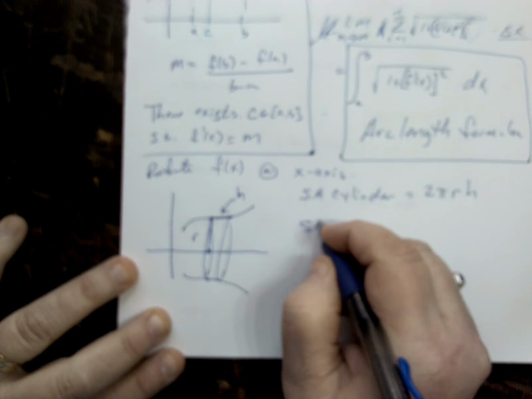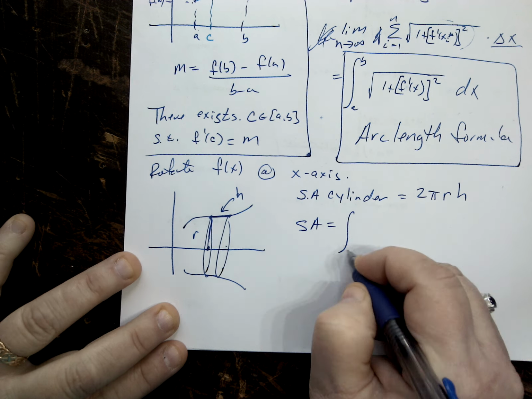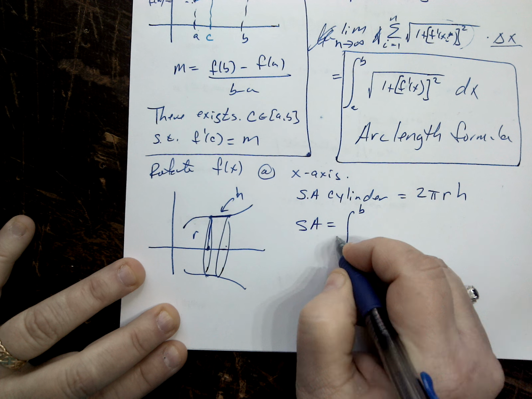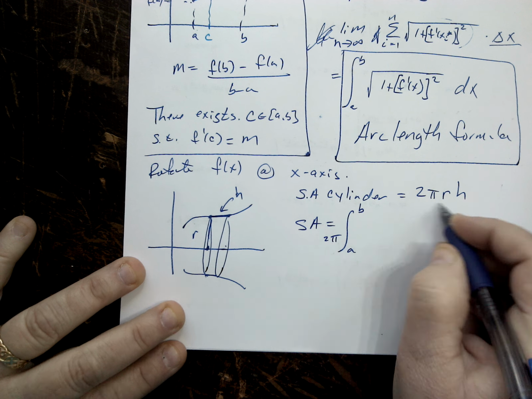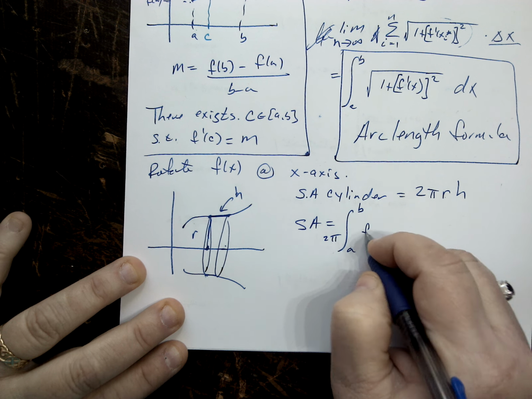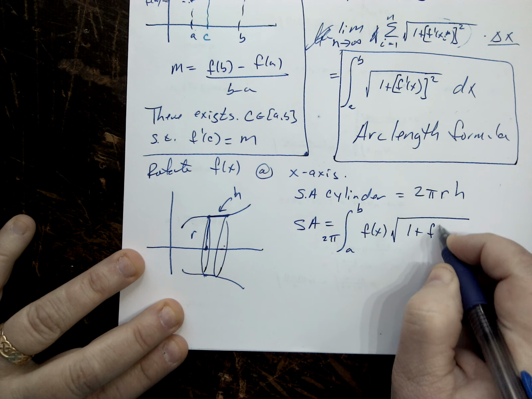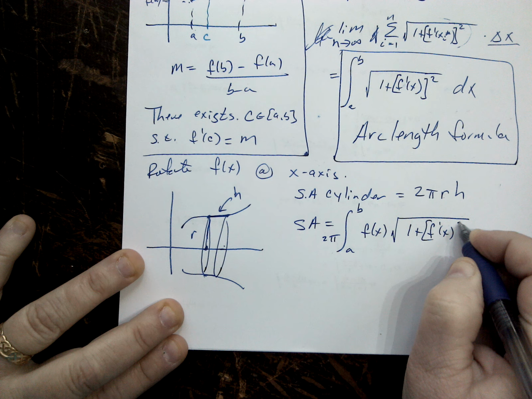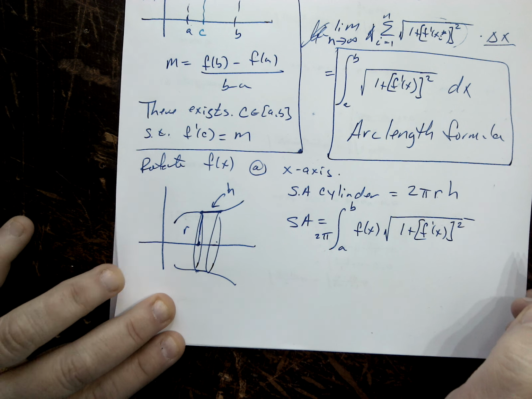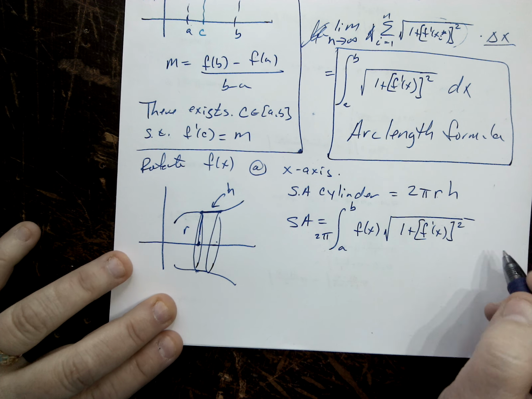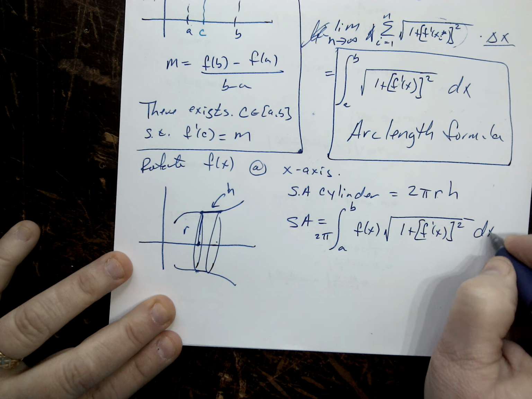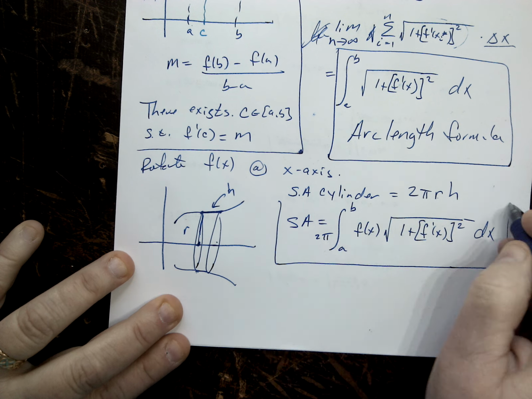So the surface area will be the integral from a to b. I need a 2 pi. Let's go ahead and throw that out front. My radius is f of x, and my height is the arc length, which is the square root of 1 plus the derivative squared, dx. So there's my surface area formula.